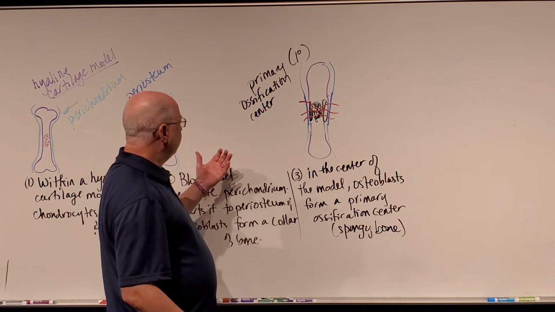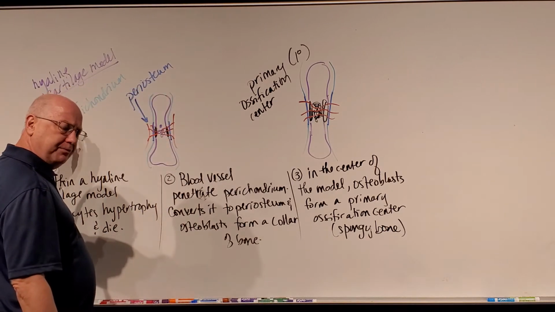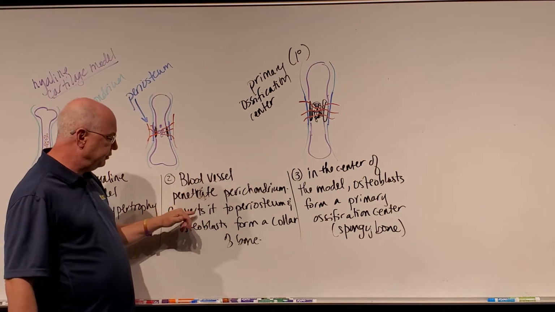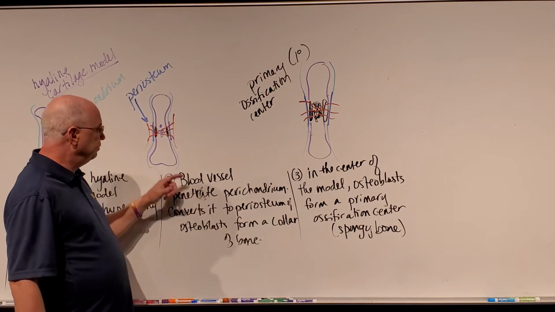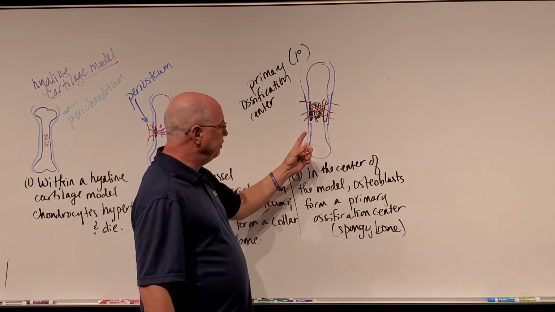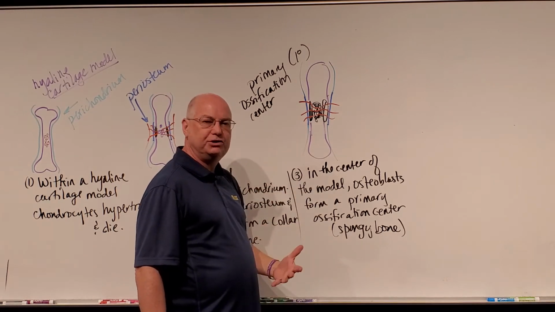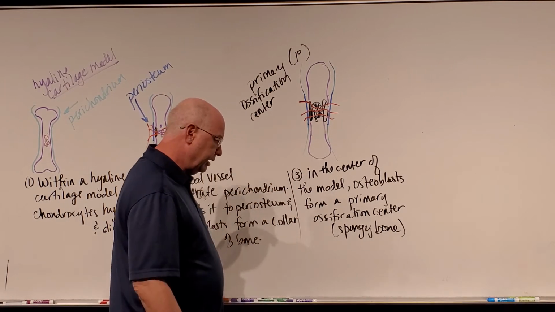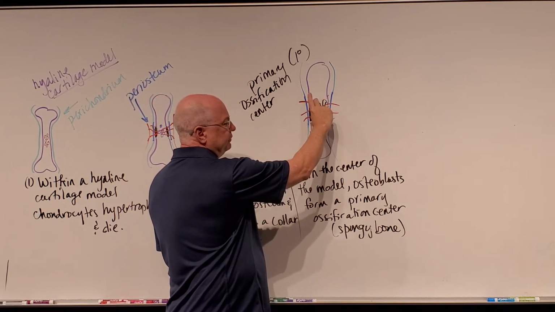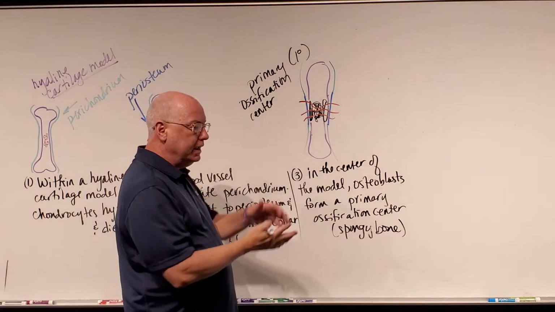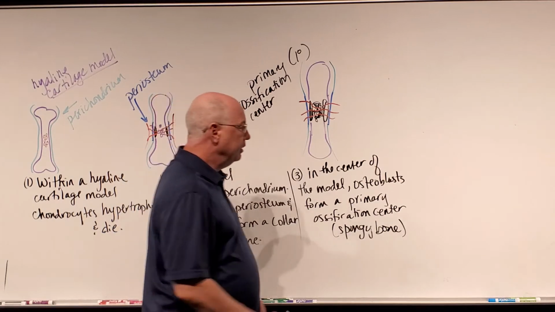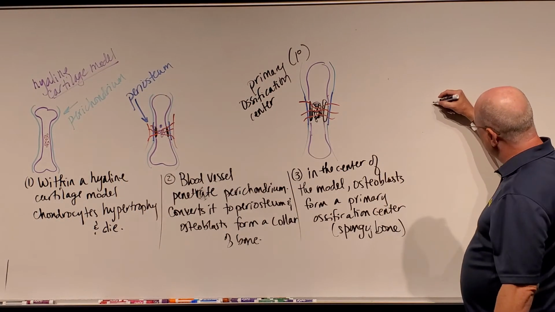So, within our cartilage model, some chondrocytes have hypertrophied and died. Blood vessels penetrate, they convert the perichondrium into periosteum, and osteoblasts form a thin collar of bone. As the cells move in deeper, they form a primary ossification center of spongy bone with all the trabeculae. Now, over time, the cartilage cells on the edge here, on the two edges of this ossification center, continue to die, and the bone growth will continue outwardly from that ossification center. So over time, it would start to look more like this.